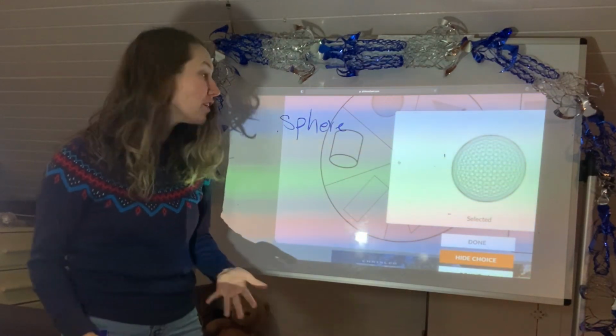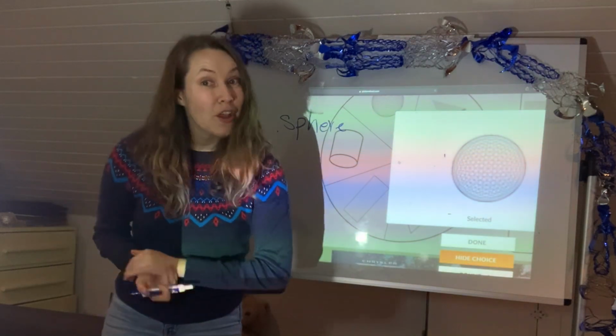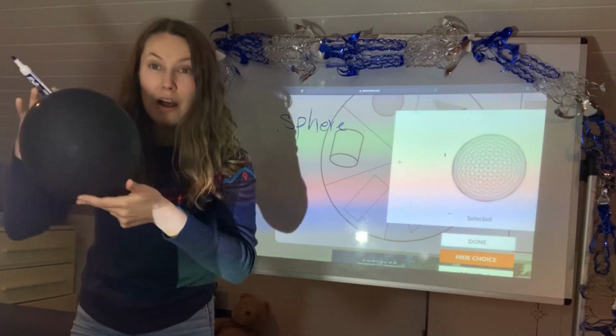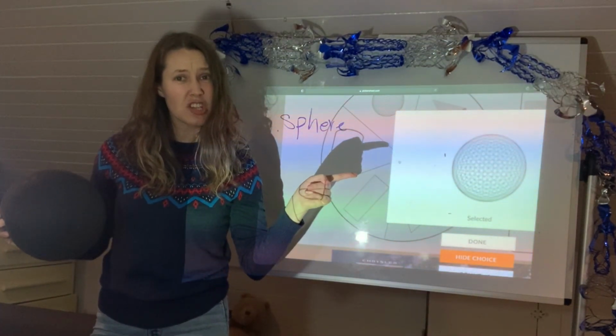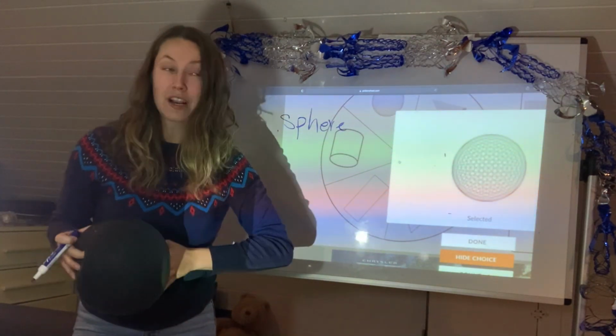This is a solid shape, right? This is a 3D shape, something we could actually hold that would look like a ball. Or like my balloon here, this is a sphere. It's round all the way around. Now, are there any straight lines on this shape? Nope, there are no straight lines, only curvy lines.